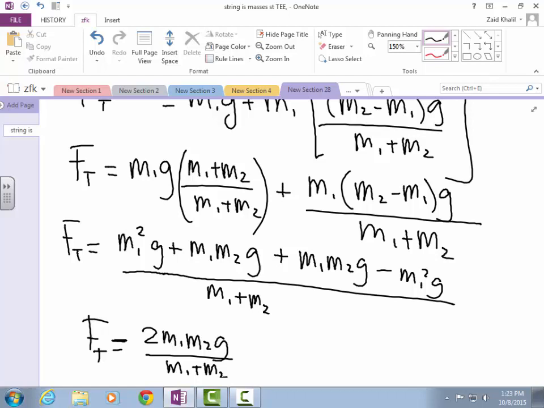Well, what happens if M1 is very small and M2 is very large, or M2 is much, much greater than M1? Get 2G over M2, which would give us 2G. And so what would that imply? See, does that make sense? 2G. The force of tension would be twice that of gravity.